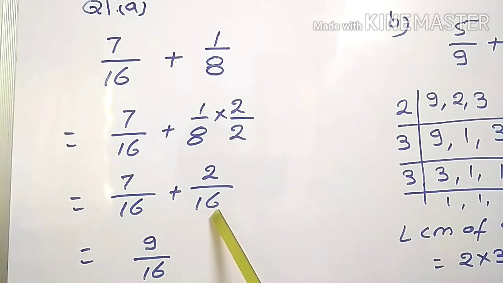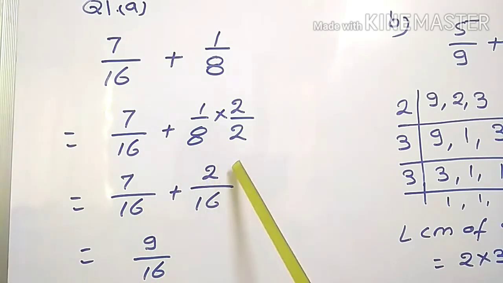So in case of like fractions, write the common denominator 16 in the denominator and add the numerators. 7 plus 2 is 9. So 9 by 16 is the sum.